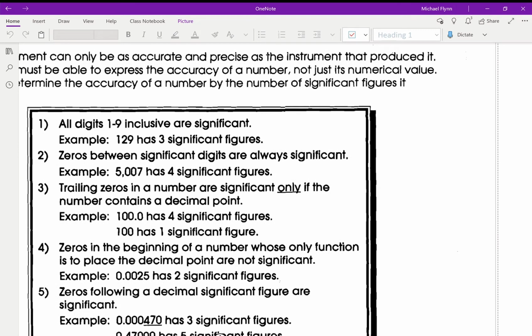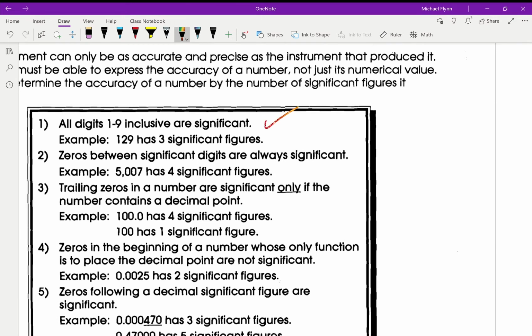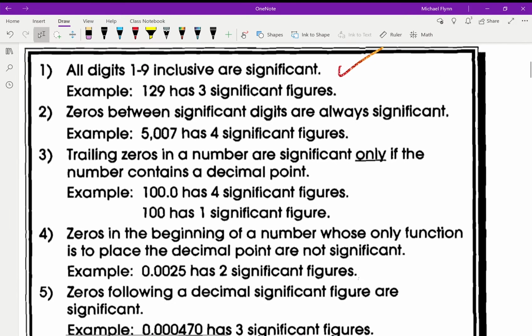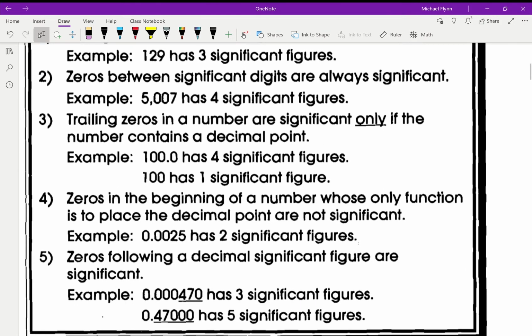I'm just going to check these off as we go along. I don't really need to write them again. That means any number 1, 2, 3, 4, 5, 6, 7, 8, 9, any digit like that in a bigger number always counts as significant. So non-zero digits are always significant. Zeros between non-zero digits are always significant too. To give an example, 5007 has 4 significant digits. Those 2 zeros right here are significant.